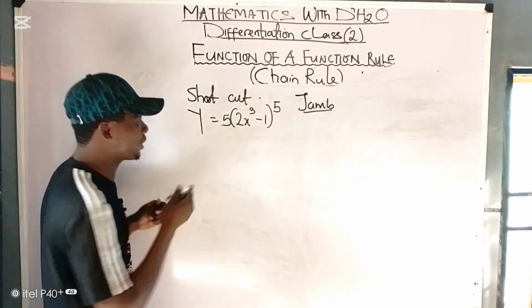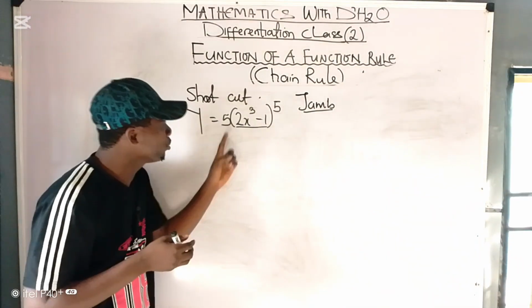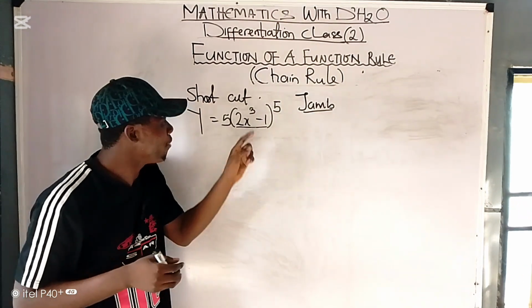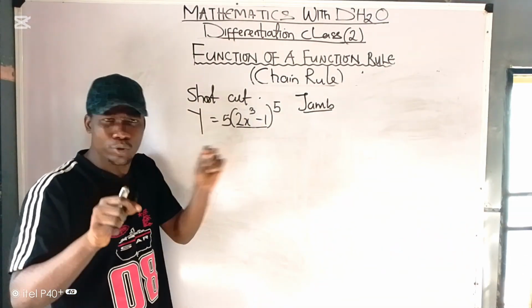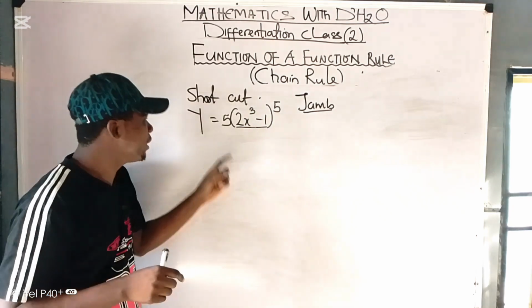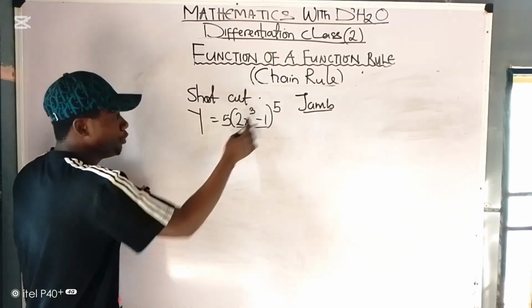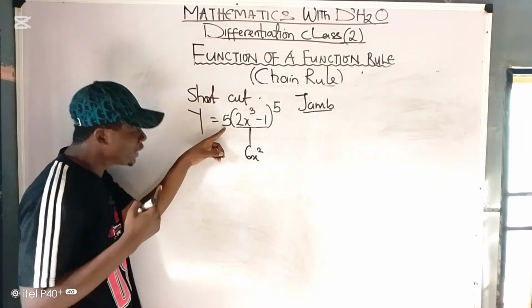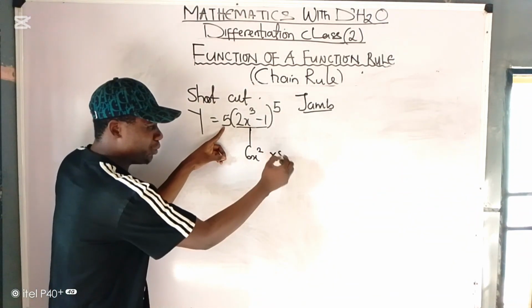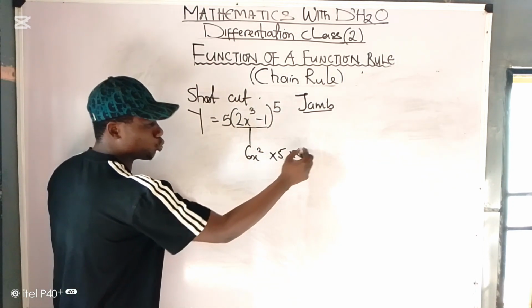Very easy. See, this one inside, you differentiate it. As you differentiate this, you have 6x squared. This one will always give you 0. So if you have 6x squared, this 5 is already there before. If you differentiate everything here, you have 6x squared. This 5 was there, you multiply with 5. Then this one, you multiply with this one too.